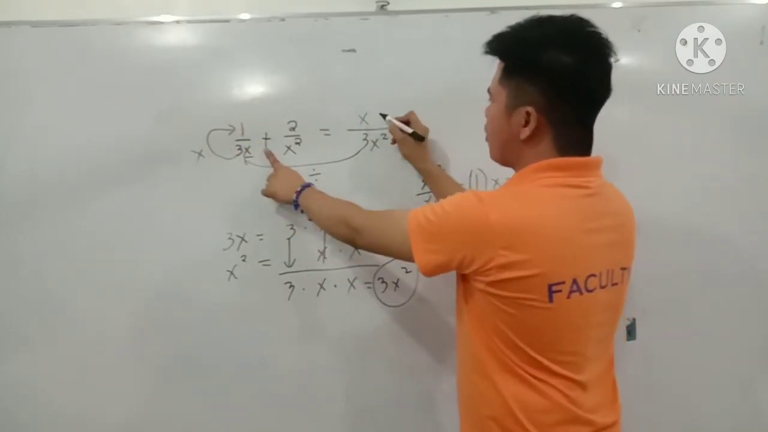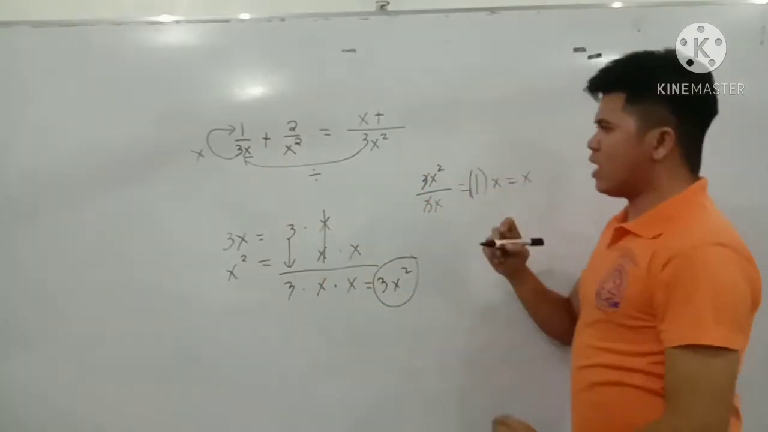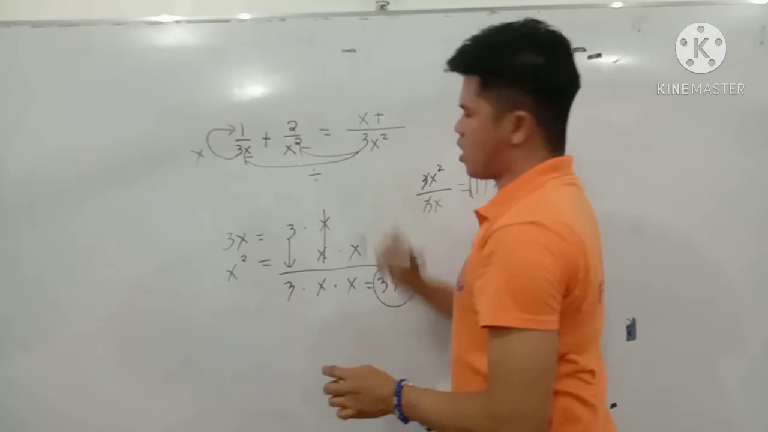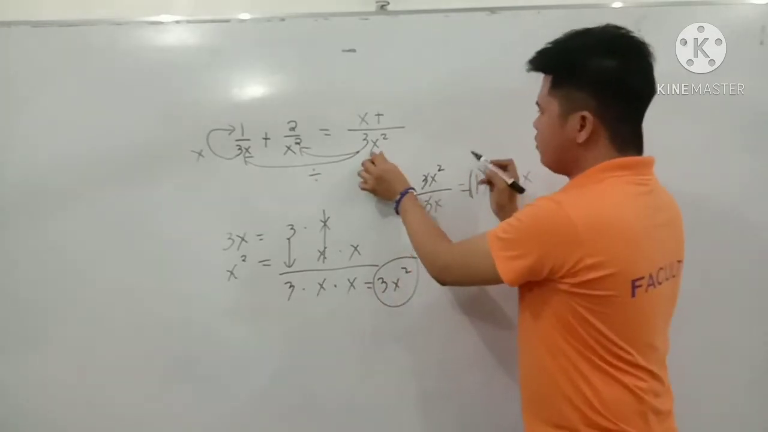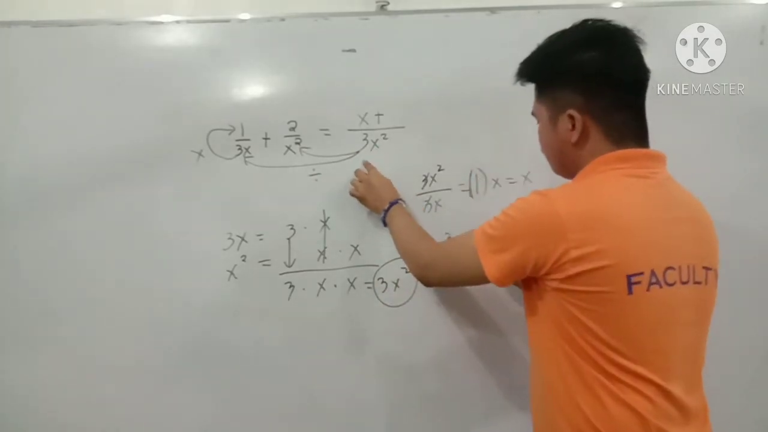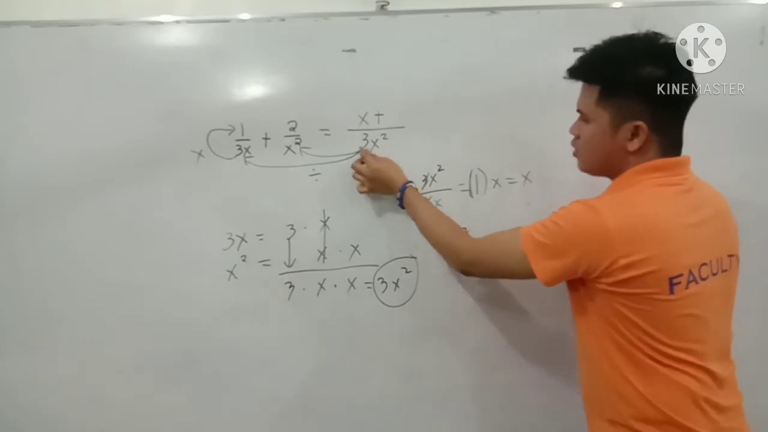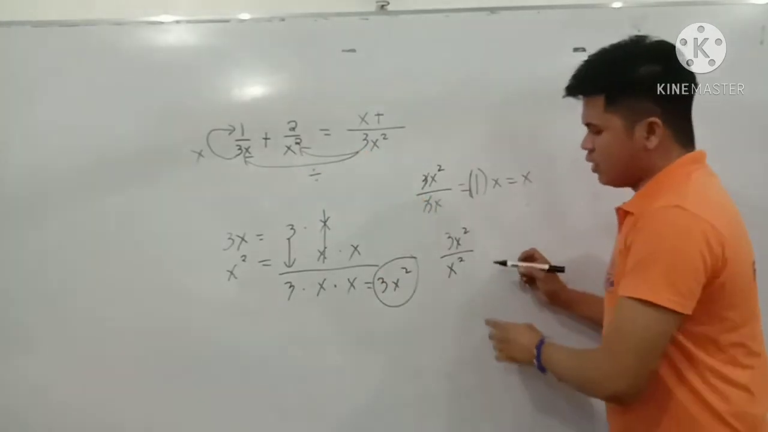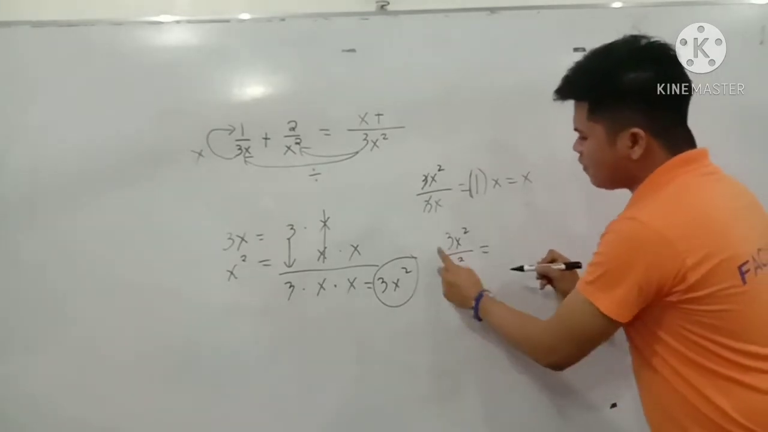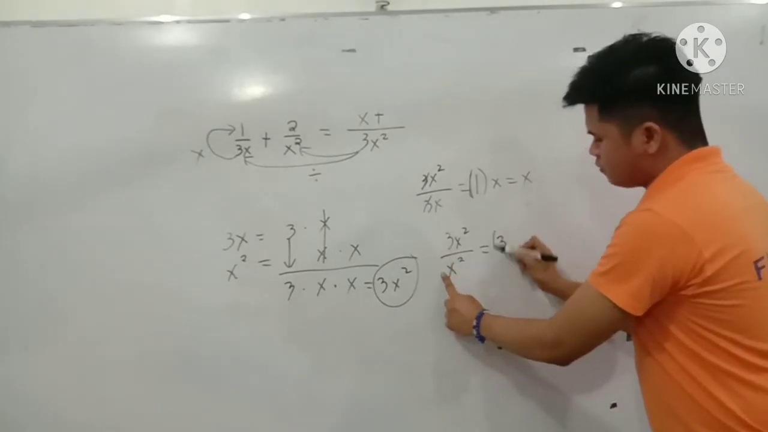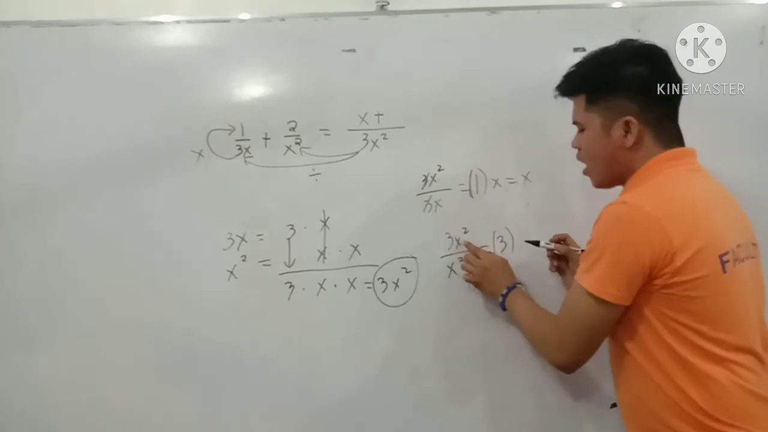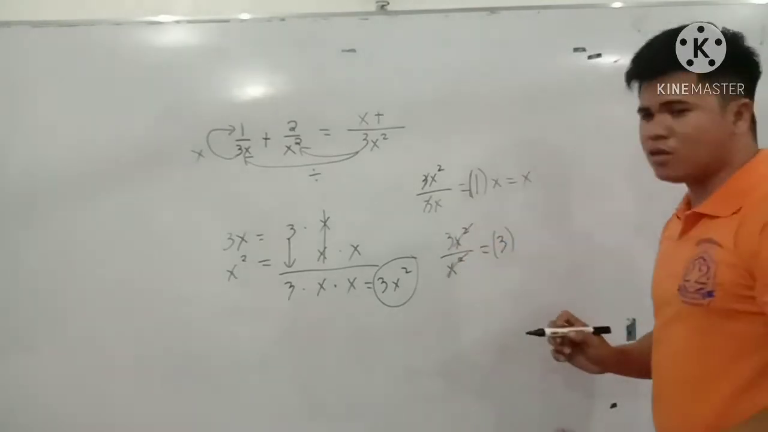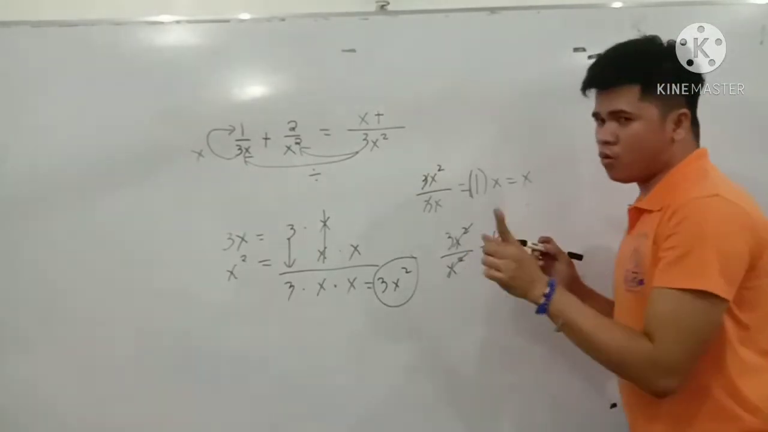And copy the operation plus. Then, divide again 3x squared by x squared. So, we have here 3x squared, divided by x squared. Then, 3 divided by 1 is simply 3. Then, x squared divided by x squared is simply 1. Am I right? Dividing by itself is always 1.